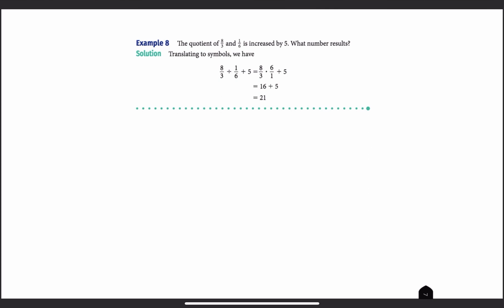All right, here's a translation problem. And then once it's a translation problem, it's an arithmetic problem. So it's the quotient. So we know quotient's division. The quotient of 8/3 and 1/6. So the quotient of these two numbers is increased by 5. What number results? So this is the quotient. This is the quotient of this and that, then added to 5.